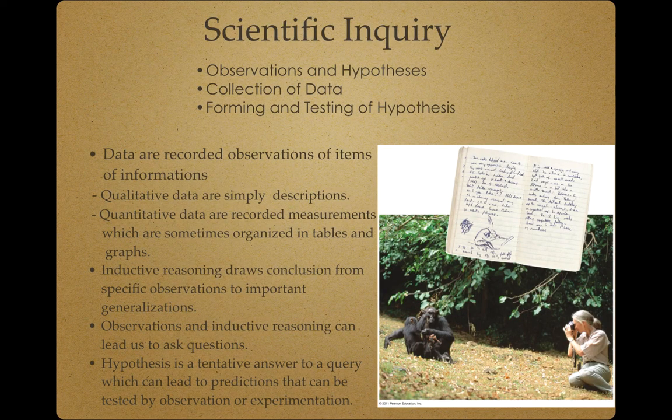Now, let's move on to the discussion of scientific inquiry, which involves observations and hypotheses, collection of data, forming and testing of hypotheses. Here, the data are recorded observations of items of information. So we have two kinds of data, namely the qualitative data, which are simply descriptions, and then the quantitative data are recorded measurements, which are sometimes organized in tables and in graphs.